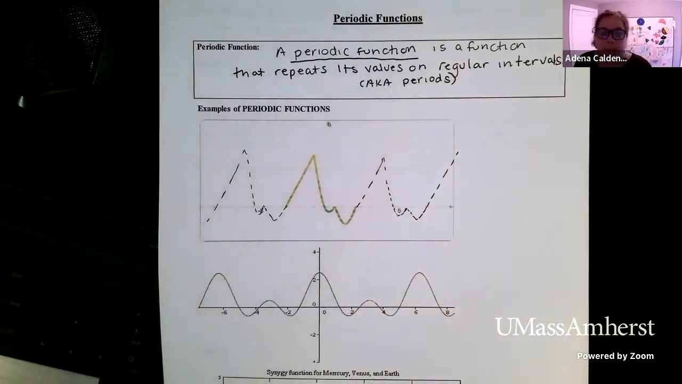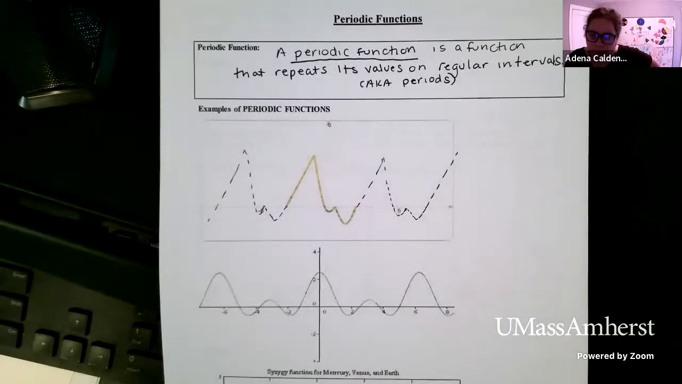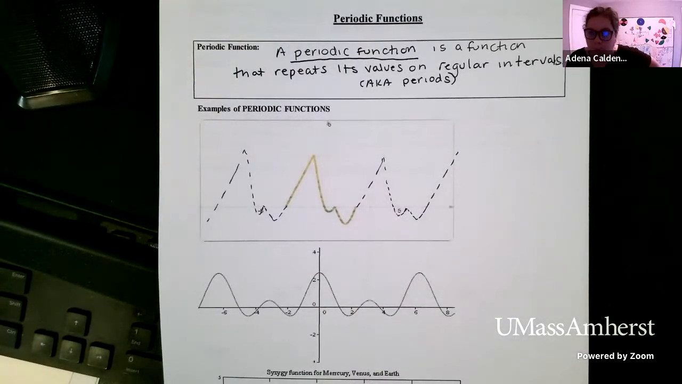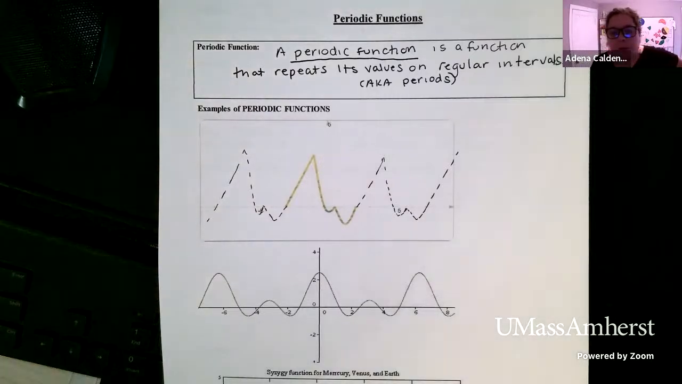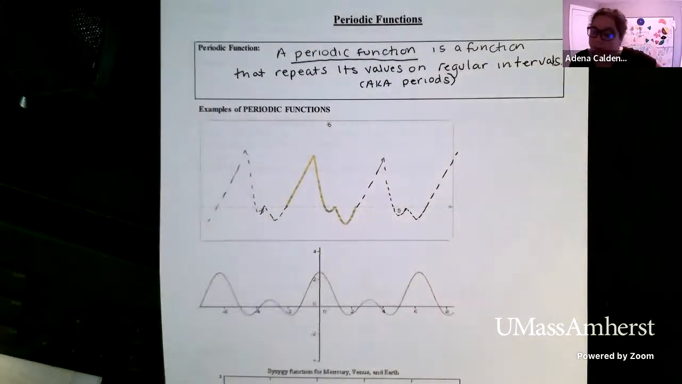So what is a periodic function? A periodic function is a function that repeats its values on regular intervals. Those intervals where a function is repeating are called a period. I'm going to show you some examples of periodic functions so you can get a visual representation of what this repetition means.